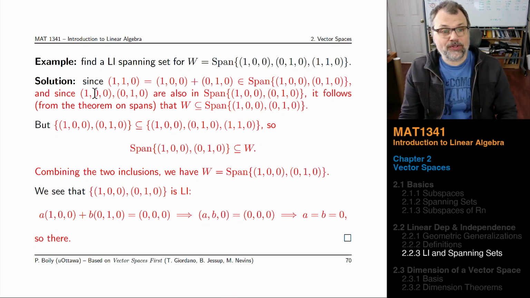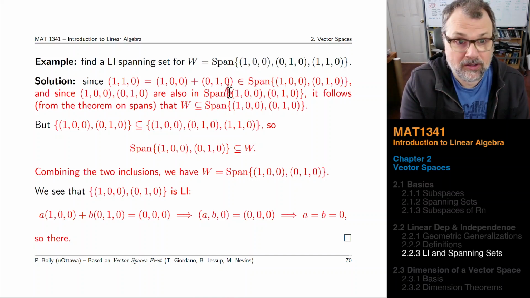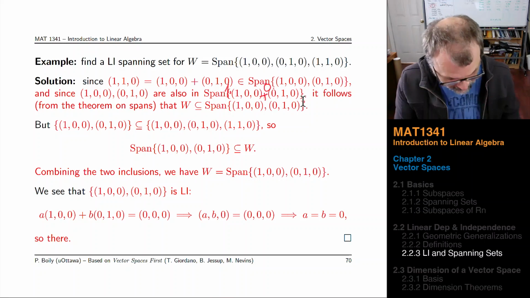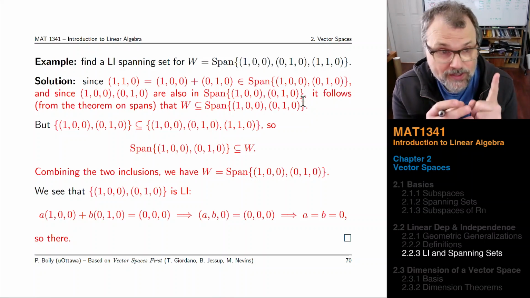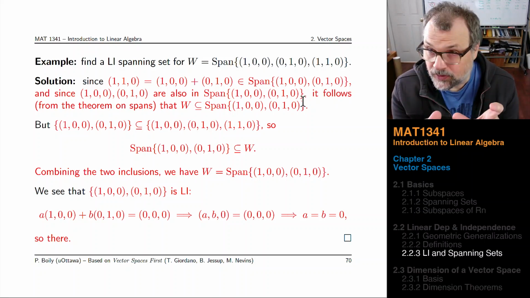Now, (1, 0, 0) and (0, 1, 0) are also in the span of (1, 0, 0) and (0, 1, 0), right? You can write (1, 0, 0) as a linear combination of the remaining two vectors. If you just have, like, 1 times this plus 0 times this one, and vice versa for (0, 1, 0). So (1, 0, 0) and (0, 1, 0) are in the span of the two vectors.